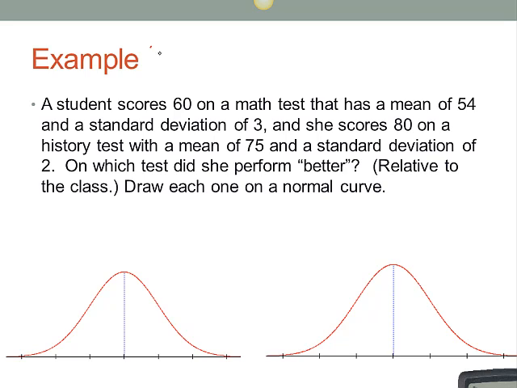Okay, another example, example 2. A student scores 60 on a math test that has a mean of 54 and standard deviation of 3, and then she scores an 80 on a history test with a mean of 75 and standard deviation of 2. On which test did she perform better? When I say better, we mean relative to the class. It's best to draw these out on a normal curve, particularly in the beginning, to give you a better sense of what's going on. So let's do this one on the left, the math test, and the one on the right, the history test.